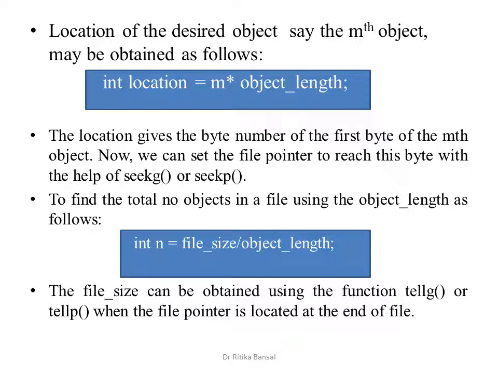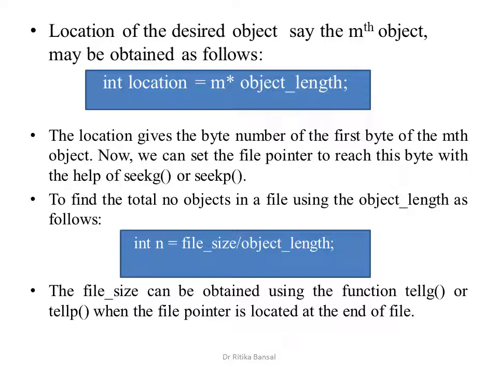Okay, and object numbering starts from 0. We all know the numbering starts from 0. The fifth object actually means the sixth object, and the location gives the byte number of the first byte of the mth object. Now we can use the pointers to reach this byte using seekg or seekp.